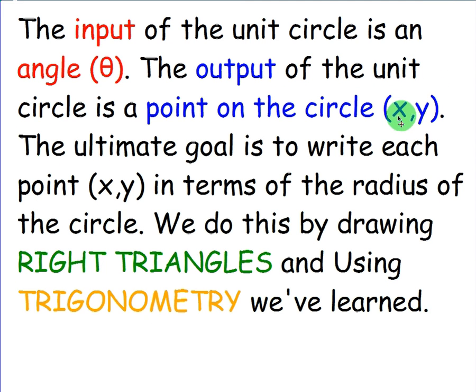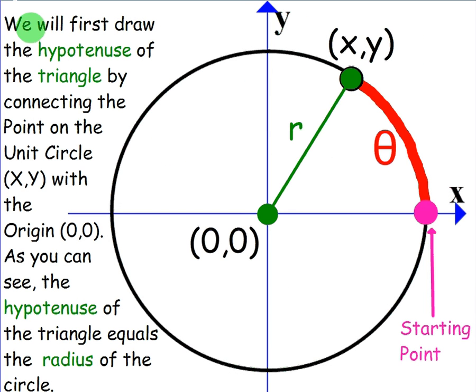The ultimate goal is to write each point in terms of the radius of the circle. We do this by drawing right triangles and using trigonometry we've learned. Okay, so we've learned 30, 45, 60 triangles. And again, we're not going to dive so much into the triangles as we are the angles. So number 7, what we're going to do is begin to draw the triangle inside the circle. And the answer to number 7 is it's formed by the radius of the circle. So this will form the hypotenuse of our triangle. We'll look at that in a second. And this is how we figure out points on the unit circle, using triangles.